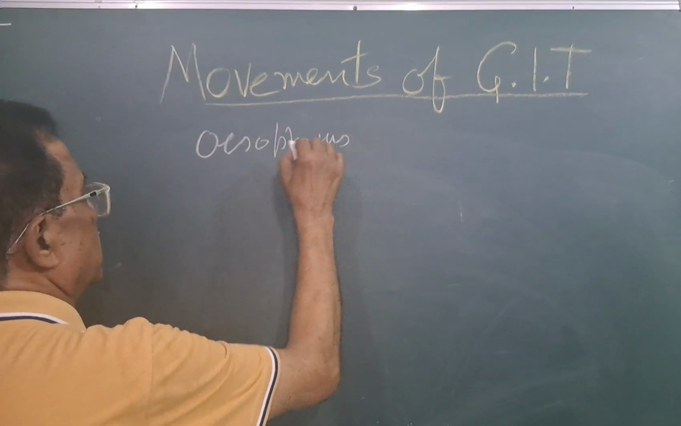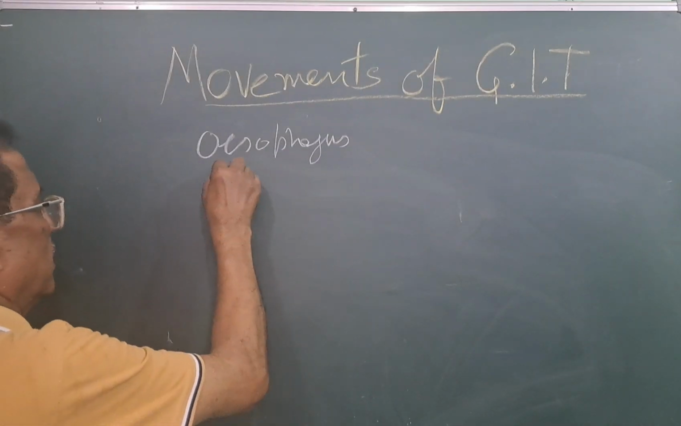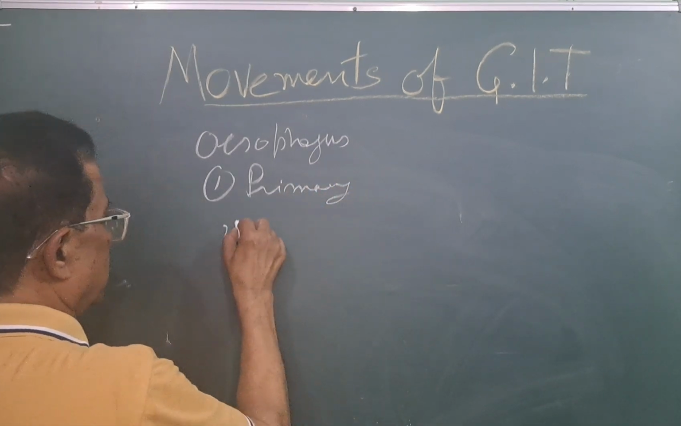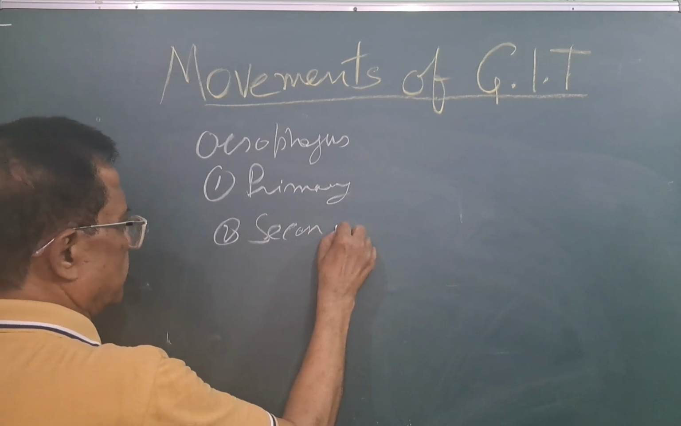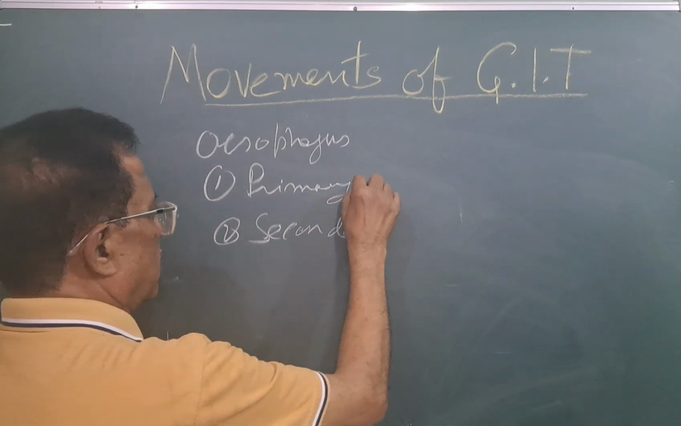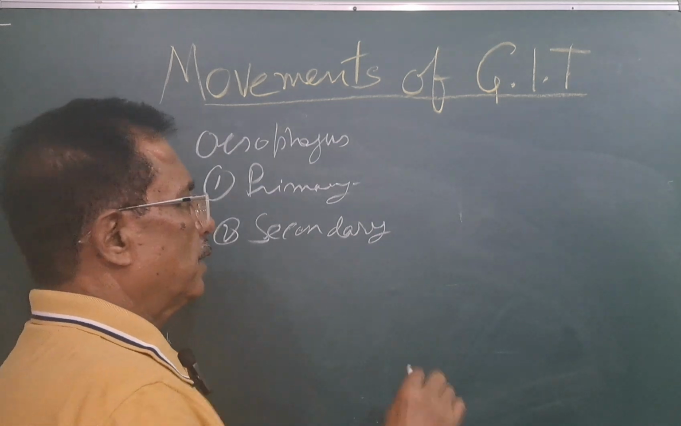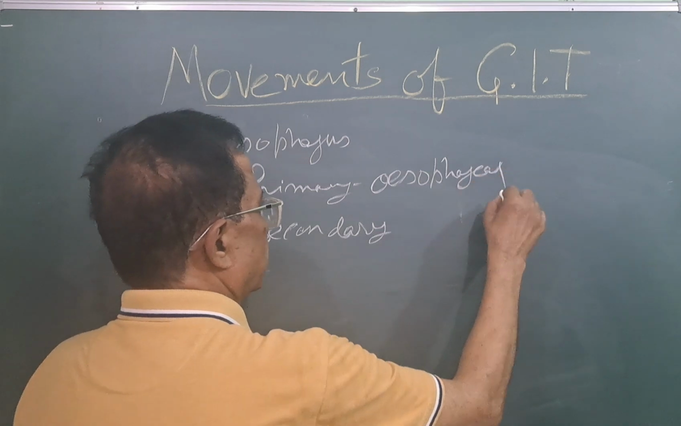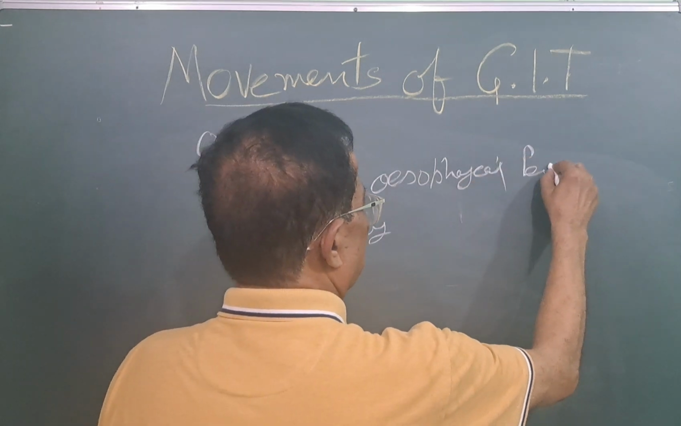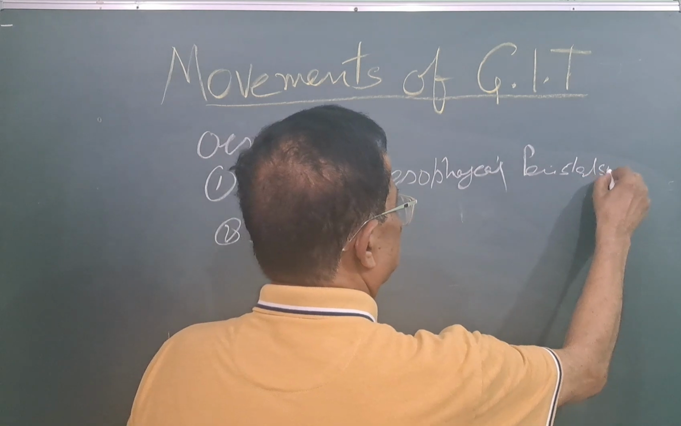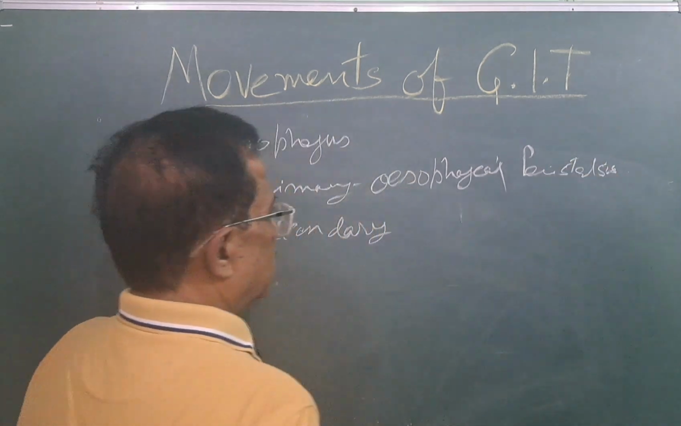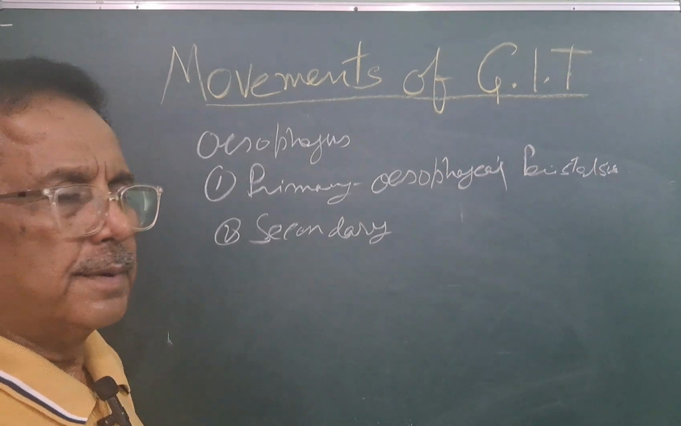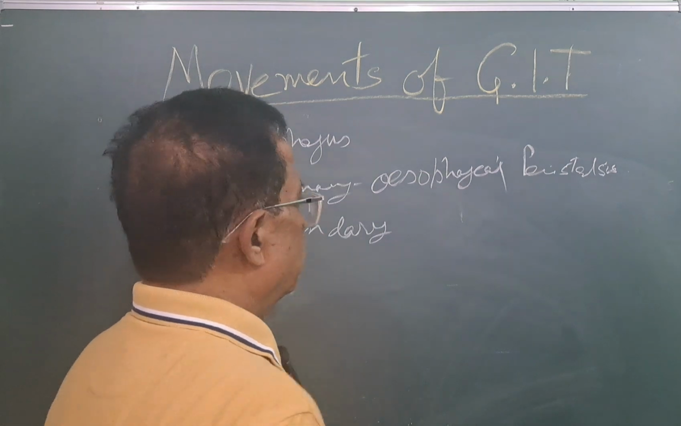In the esophagus, two types of movements occur, that is primary and secondary esophageal peristaltic movements. Primary peristalsis occurs due to deglutition. Movement of deglutition causes primary esophageal peristalsis.